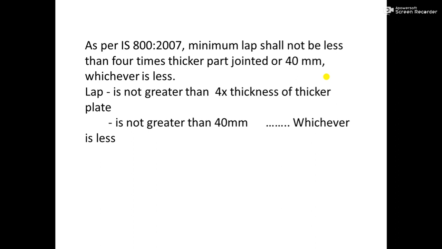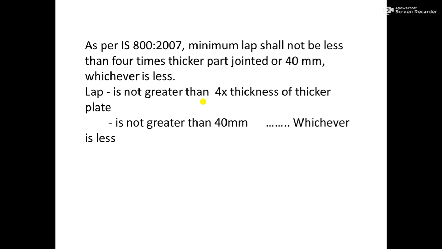You have to keep the lap connection. Such types of connections are recommended by IS 800:2007. Then another criterion is that the lap should not be less than 4 times the thickness of the thinner part jointed or 40 mm, whichever is minimum.